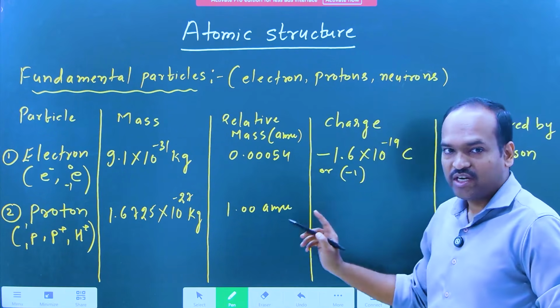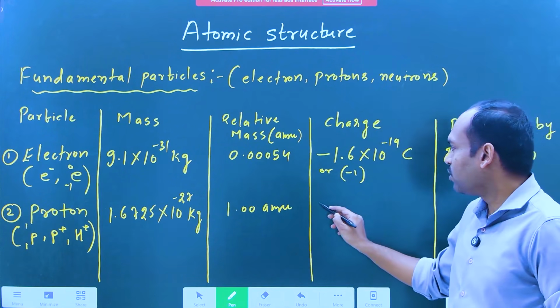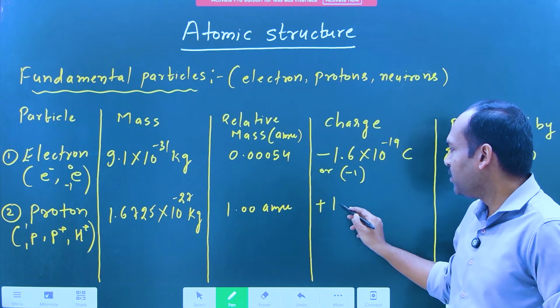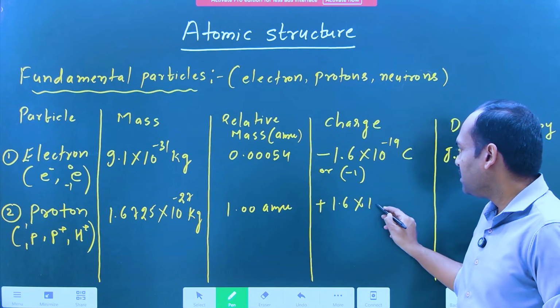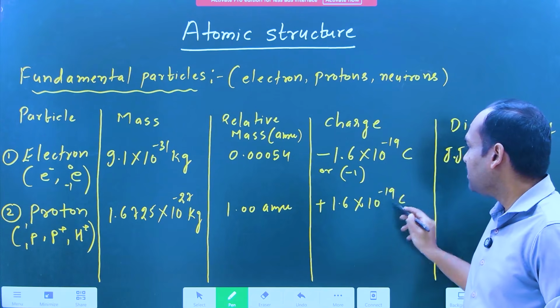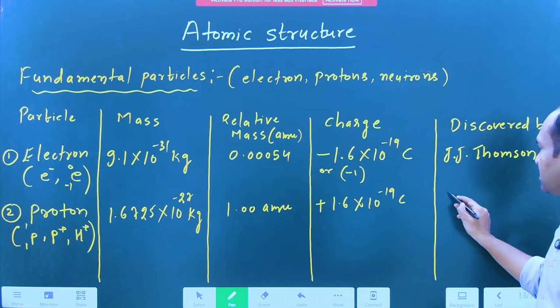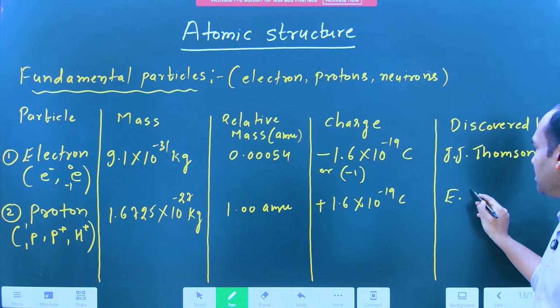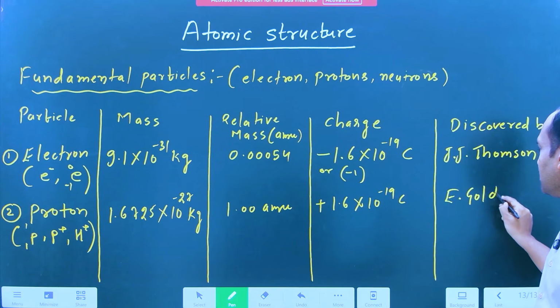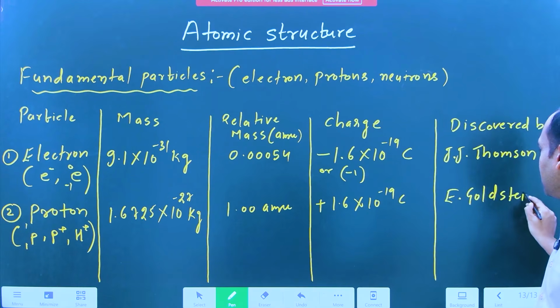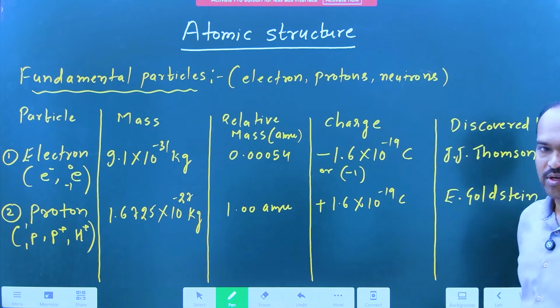Then the charge of a proton is the same as the electron in magnitude, but the sign is different, the nature is different. It is 1.6 into 10 power minus 19. It was discovered by E. Goldstein by the cathode ray tube experiment, after the electron.